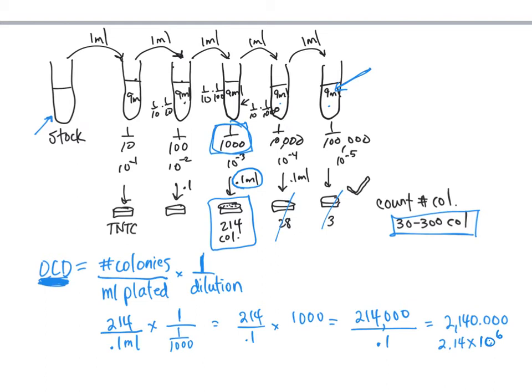Units. Our units here are going to be colony-forming units per mil. Now, you would think that it would be cells per mil, because isn't that what we're trying to figure out, how many cells are in this original sample? Well, a colony-forming unit is defined as a cell, or let's say a clump of cells that grows into a colony.